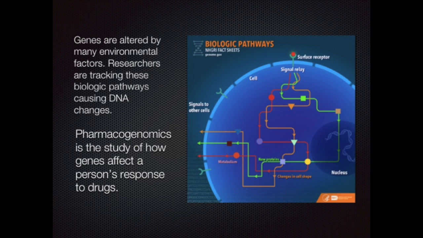And finally, these are 2 more areas of research. Genes are altered by many environmental factors, and researchers are tracking these biologic pathways causing DNA changes. And finally, pharmacogenomics is the study of how genes affect a person's response to drugs.